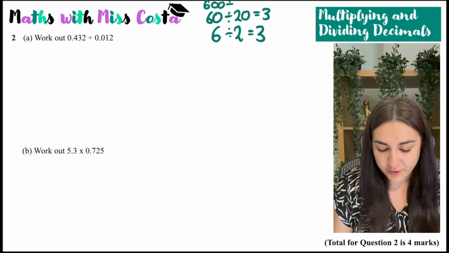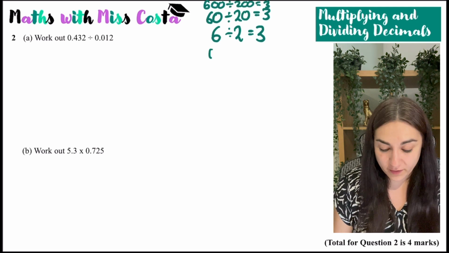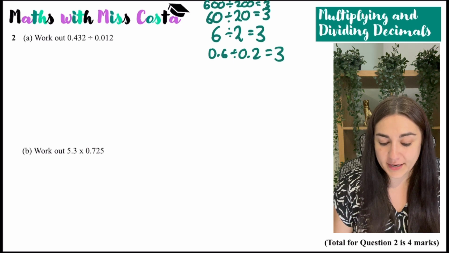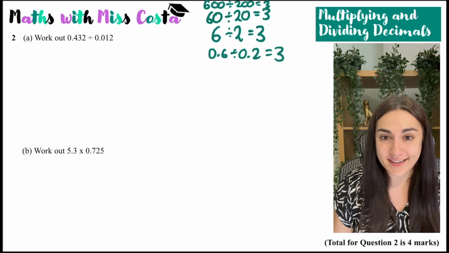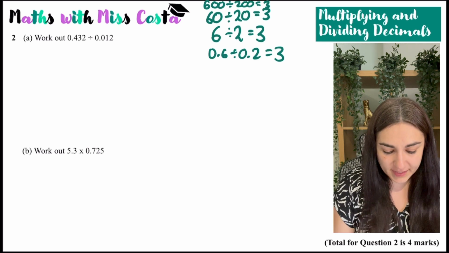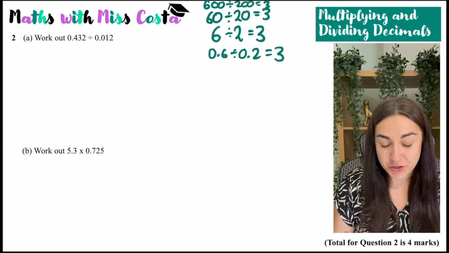If I did that for 100, 600 divided by 200 is also 3. So therefore it follows that 0.6 divided by 0.2 would also be 3. So I can use this division fact to help me with decimals. So what I want to do is keep multiplying until I have a nice number to divide by.